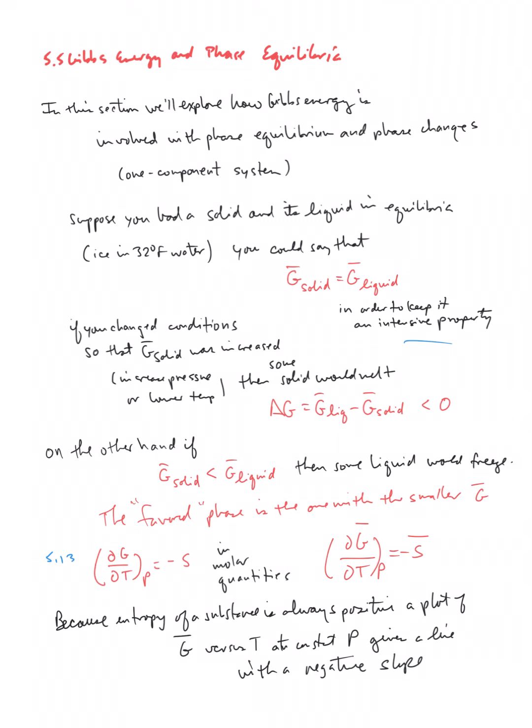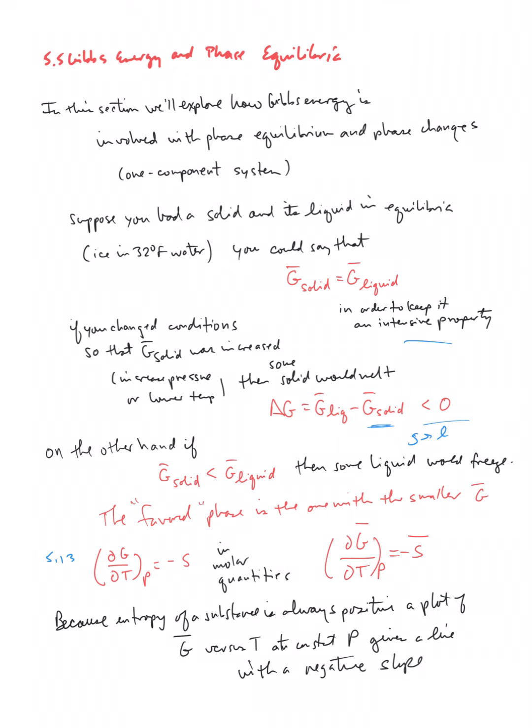So if you change the conditions in some way so that the Gibbs energy of the solid was increased, how do you increase Gibbs energy? You could increase pressure, you could lower temperature. Well, then some solid would melt. That makes sense. I mean, you didn't need to take physical chemistry to know that, but this is basically what's going on with the equations. If the molar Gibbs energy of the solid is increased, then that becomes a negative value, and the reaction will spontaneously melt. You'd spontaneously go from a solid to a liquid.